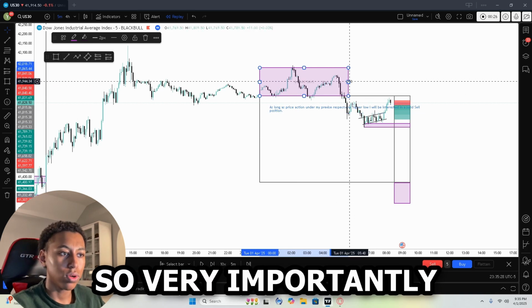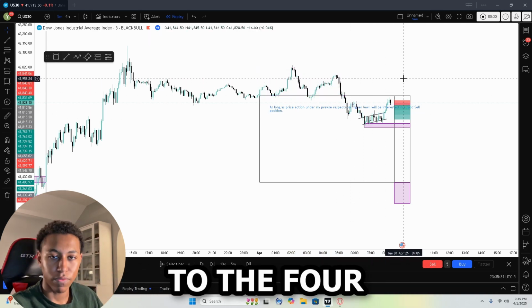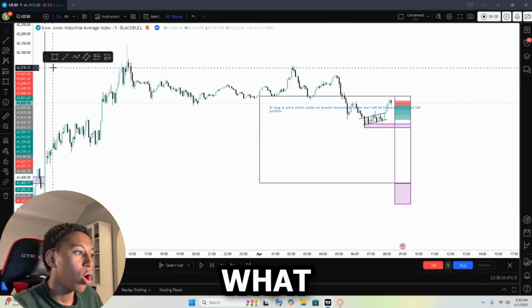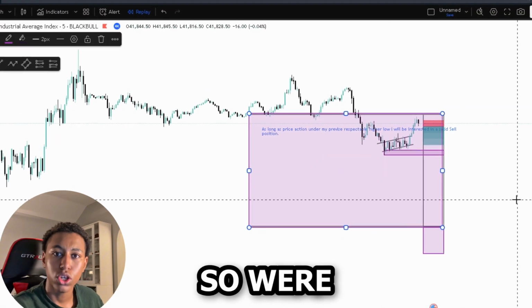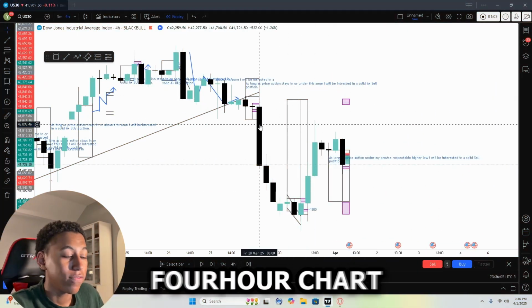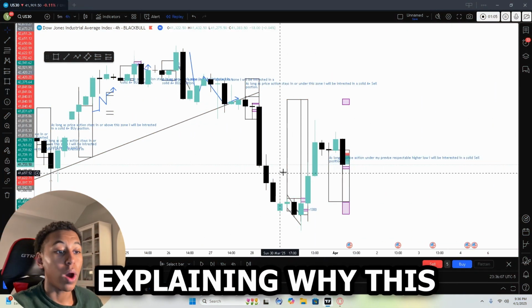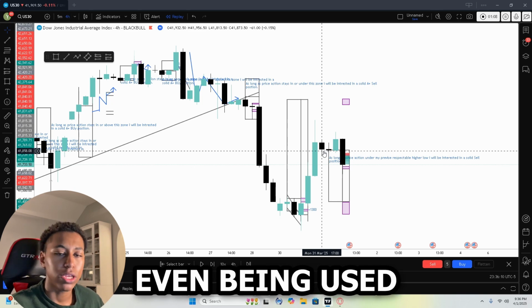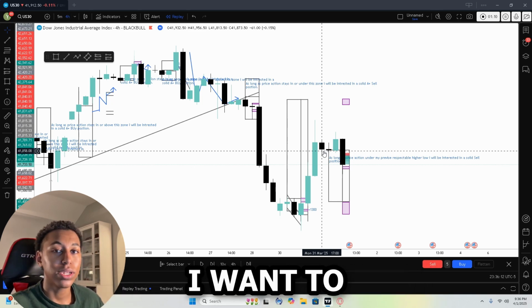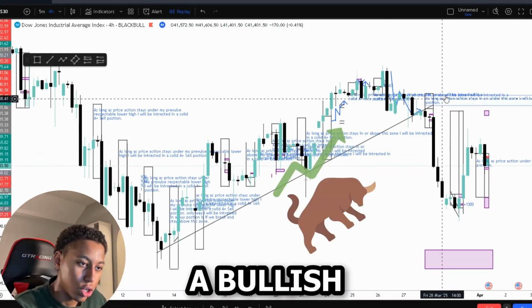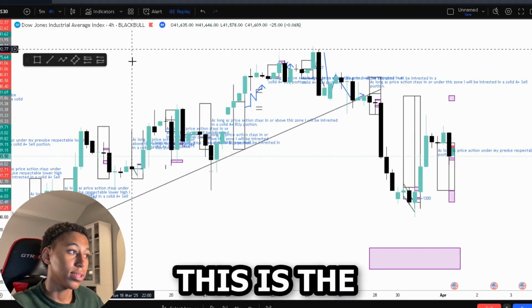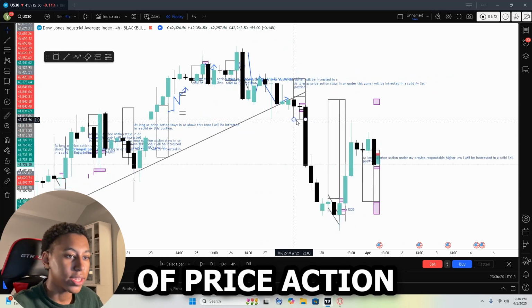So very importantly, how I'm going to do that, I'm just going to switch to the 4-hour chart and walk you guys through what this zone right here actually represents. Why are these candles here? Okay, so we're going to go do that. All right, guys, so now we're on the 4-hour chart, and I'm going to be explaining why this zone is even being used to determine where I want to see price go. So very importantly, you guys can see we had a bullish trend. Okay, we were in this trend for a while. This is the 4-hour chart, so this is weeks worth of price action.